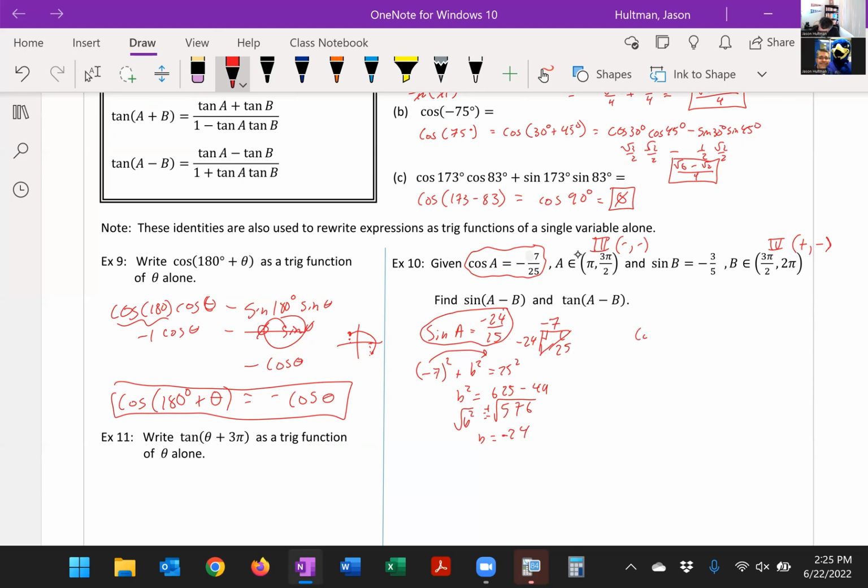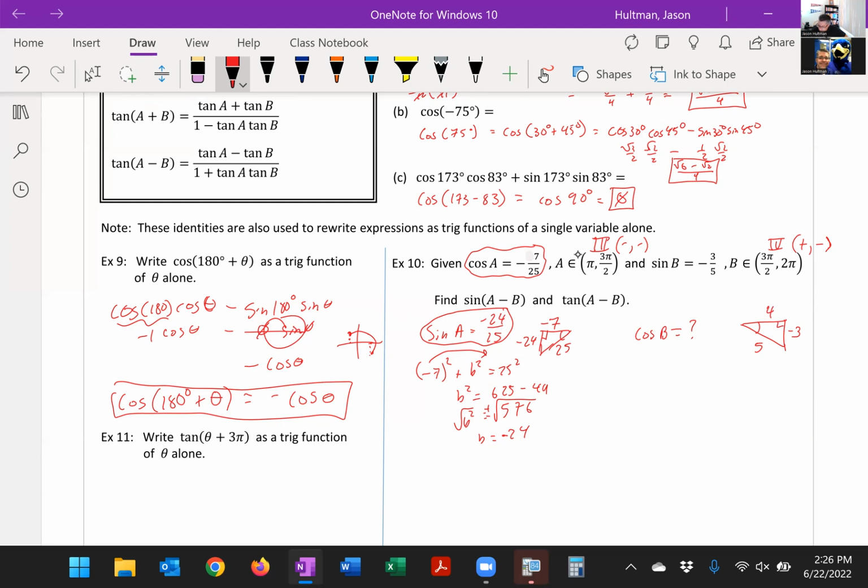So we need to work on the cosine of B. What's the cosine of B going to be? And again, we're going to use the fact that this thing is in the fourth quadrant. So it looks like that. Okay, and sine is opposite over hypotenuse. So the opposite is negative 3. Hypotenuse is always positive, so that's 5. Okay, and so what's the value for the adjacent side going to be? Well, again, Pythagorean triple tells me that I have a 3, 4, 5 right triangle here. So this is 4.